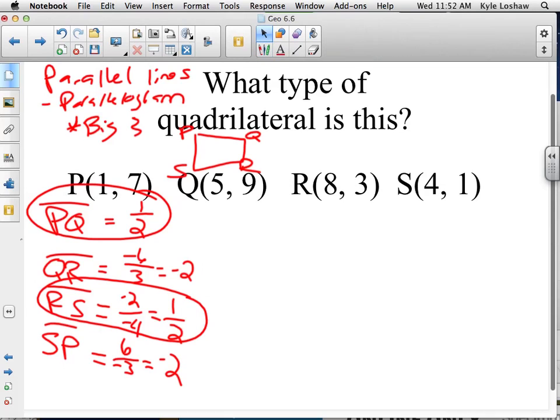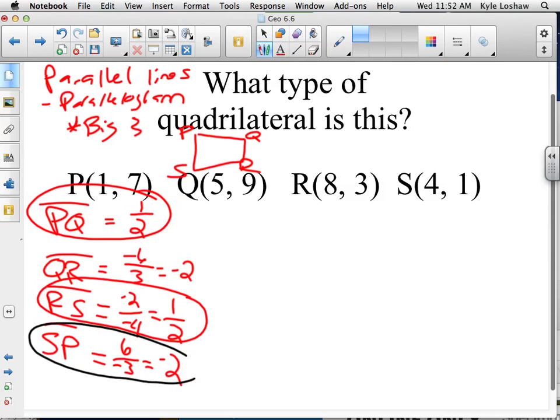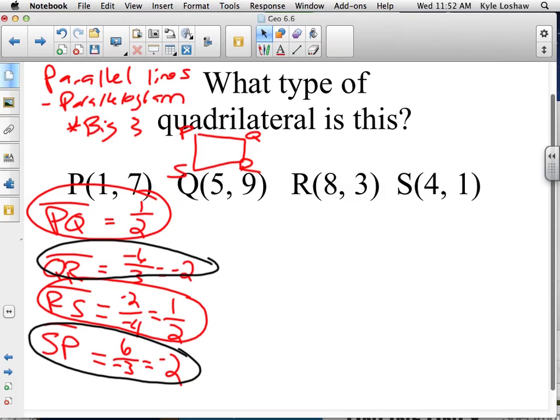Well, now look at this. We've got -2 and -2. So for sure we know that PQ and RS are parallel because their slopes are congruent. We also know that QR and PS are also parallel. So we know we're in the big 3 category right now.